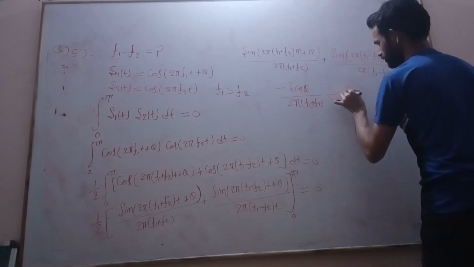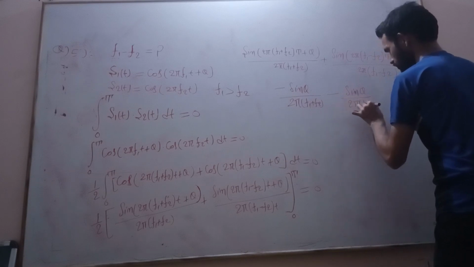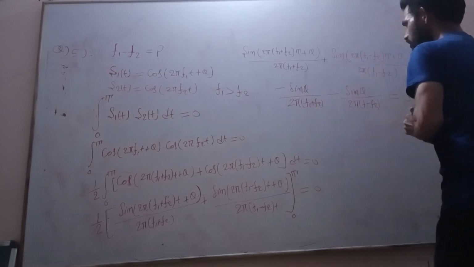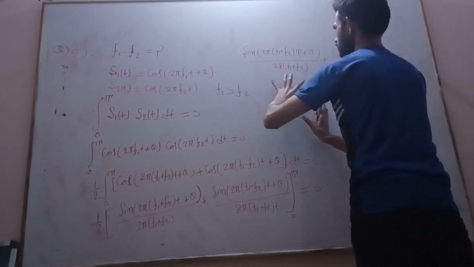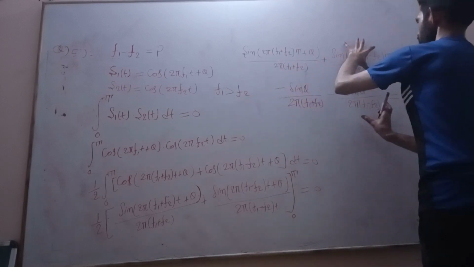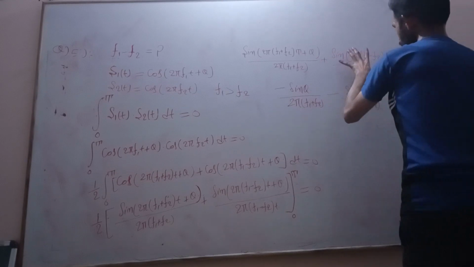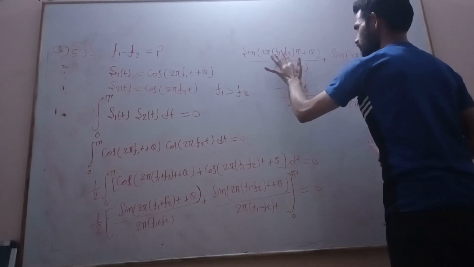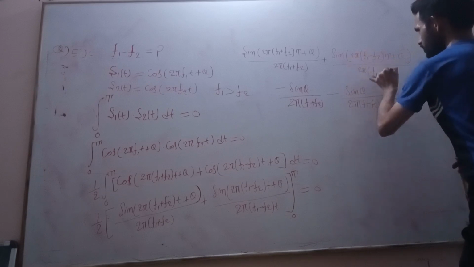This also is sine theta divided by 2 pi (f1 minus f2). Now we have to make both of these equal to 0. Just focus on this part only, f1 minus f2. A value will also come here for f1 plus f2, but this is not required for the answer.